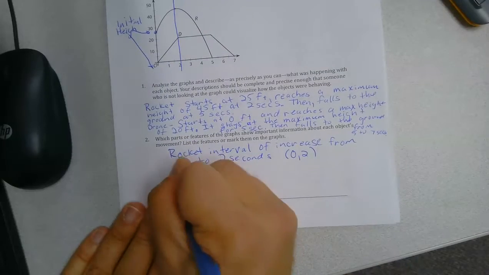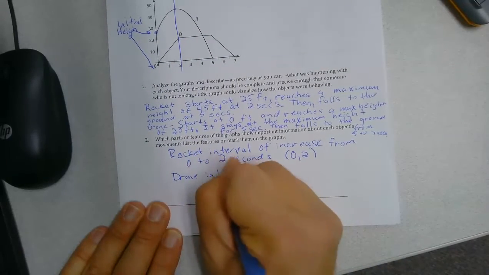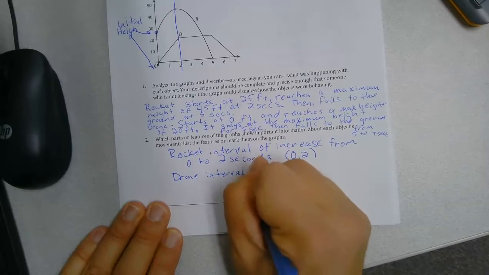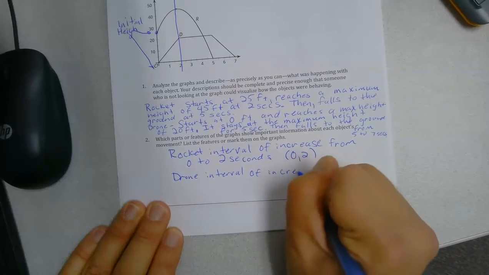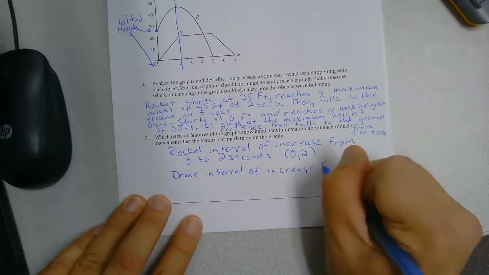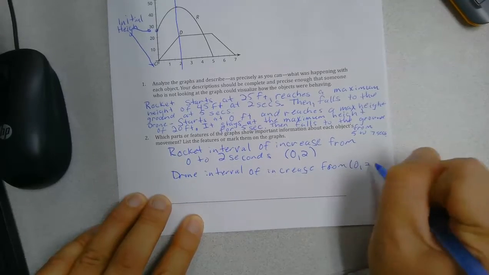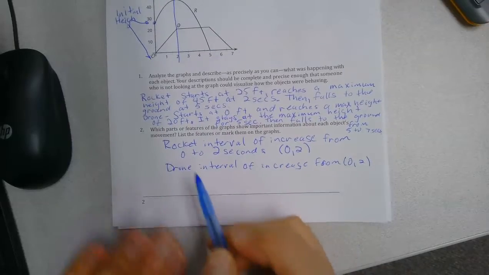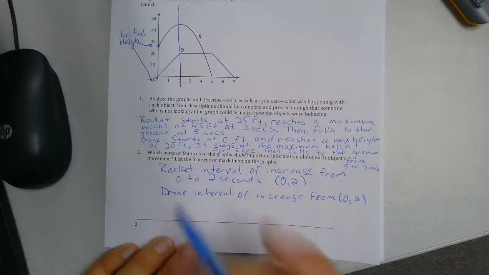Same thing for the drone. We can say the drone has an interval of increase from 0 to 2 seconds. And then we can also say there's an interval of decrease for the rocket from 2 to 5 seconds.